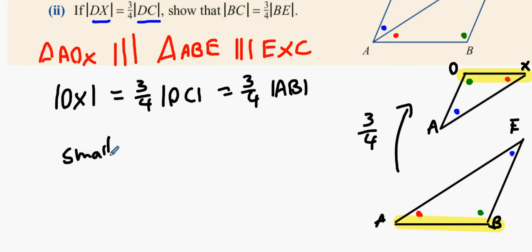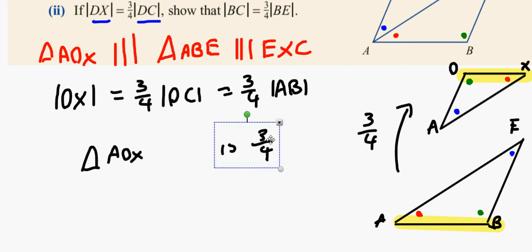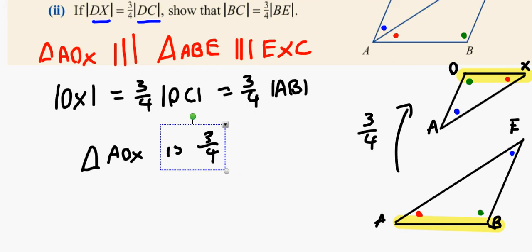A small triangle is 3/4, or sorry, you need to be more specific than that. Triangle ADX is 3/4 the size of triangle ABE. Happy days, you're explaining yourself, alright?